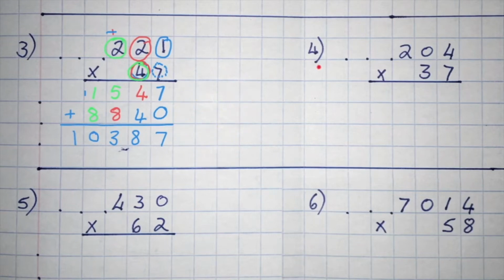Moving on to 4, skip 3 blocks, 204 times 37. Notice the numbers are neatly lined up, and we are going to start with the 7. 7 times 4 is 28. Now the 7 is going to be multiplied against the 0, and 7 times 0 is 0. Add 2, and you have 2. Now, 7 times 2 is 14. There are no further numbers here, so that line is done.